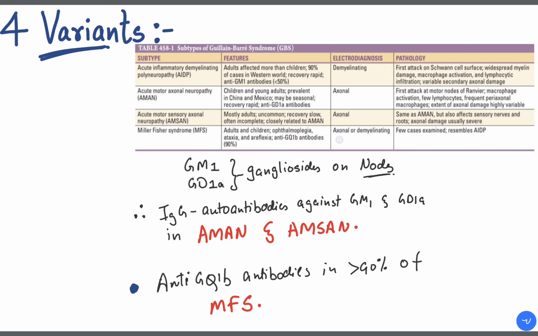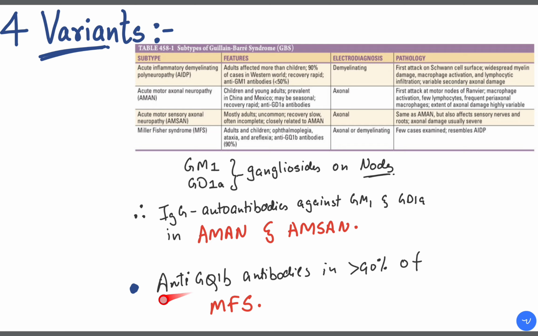Pathology can revolve between axonal or demyelinating conditions. GM1 and GD1A ganglioside antibodies: first of all, we'll understand this in the immunopathogenesis part. What are these anti-GD1A? Basically, these are gangliosides. GD1A and GM1 are gangliosides present on the nodes of Ranvier, against which the antibodies are developed, which results in axonal damage. Therefore, IgG autoantibodies against GM1 and GD1A are found in AMAN and AMSAN.